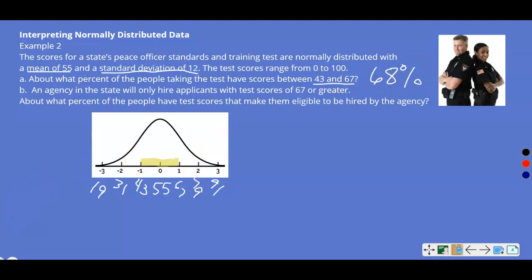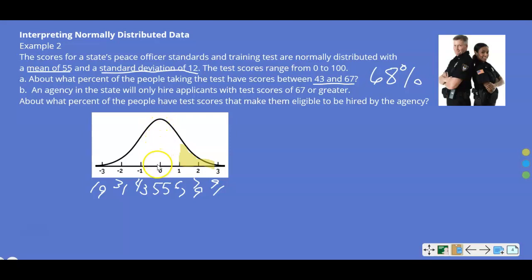All right, now we're going to do the same thing, except we're going to look at B part. So let me erase that highlight. B part says an agency in the state will only hire applicants with test scores of 67 or greater. So here is 67, and greater would be everything above 67. So it's this whole percent here. I can't highlight that out through there without running over the lines, but you get the idea. It says about what percent of people have test scores that make them eligible to be hired by the agency.